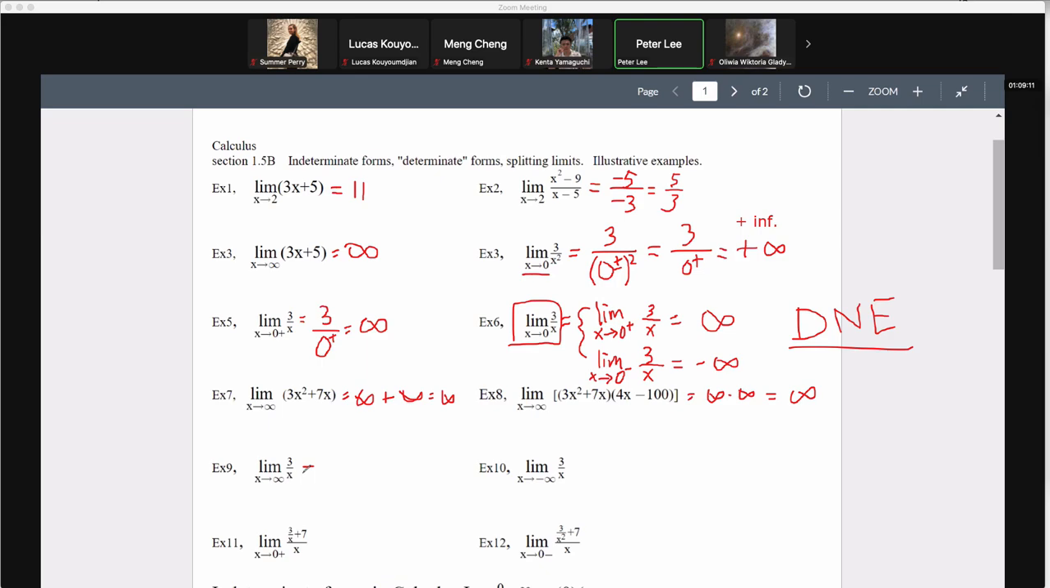Limit of 3 over x as x goes to infinity. So that will be 3 over infinity. What is 3 over infinity? Can you tell me what that is? Infinity? No, 3 over infinity is not infinity. This means 3 over the very large positive number at the bottom now.